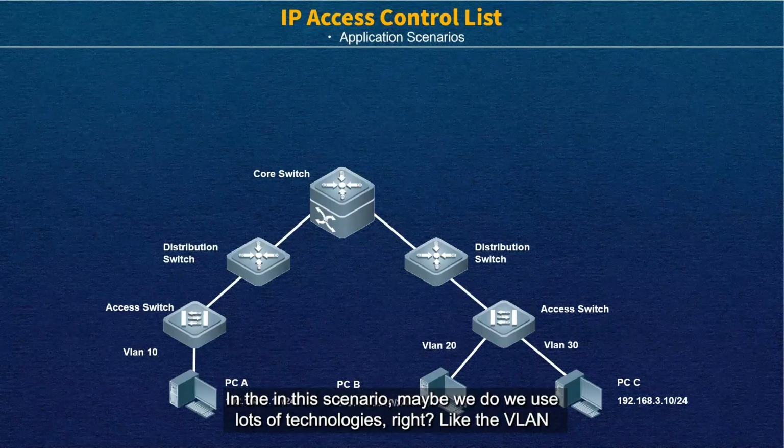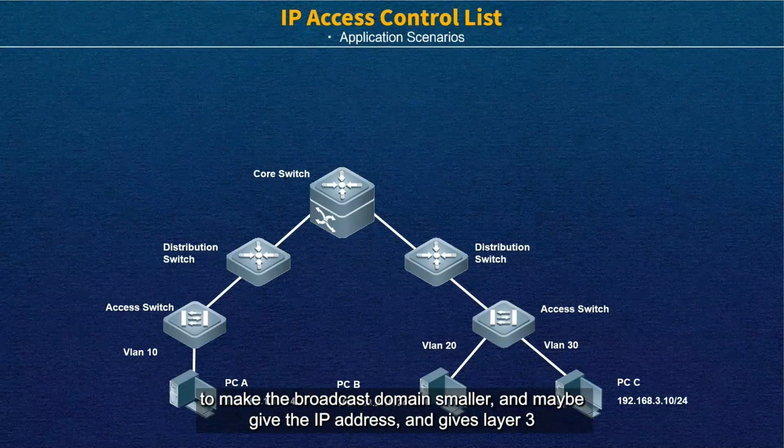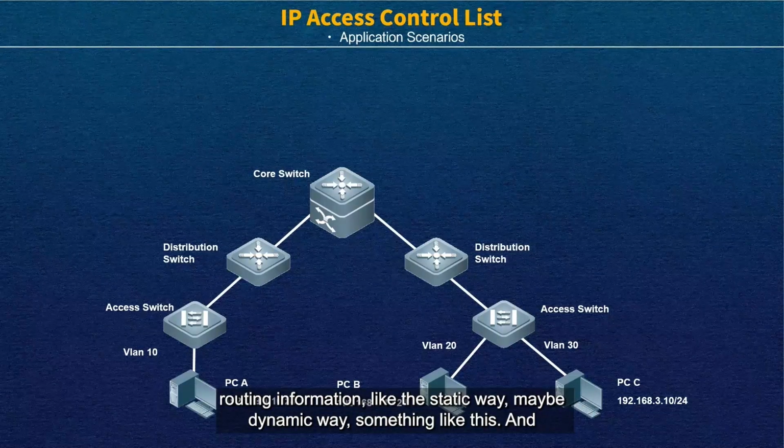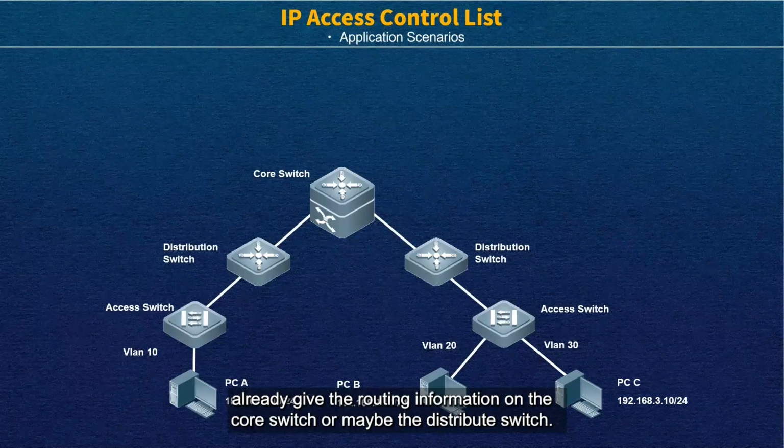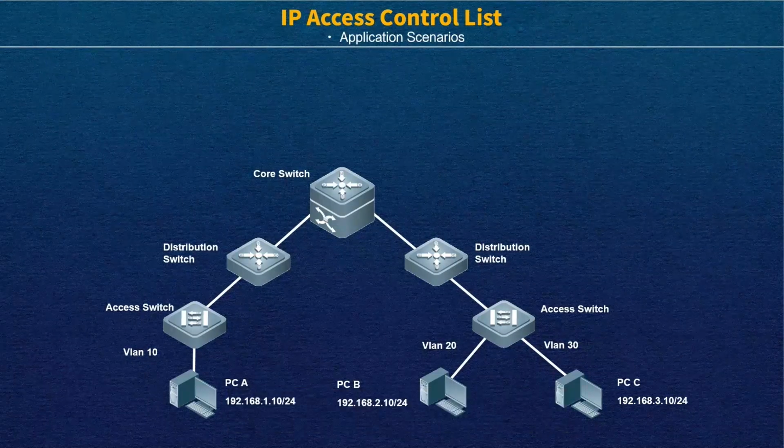And in this scenario, maybe we use lots of technologies, right? Like VLAN to make the broadcast domain smaller, and maybe give the IP address and give the layer 3 routing information like static routes, maybe some dynamic routing, something like this. And then after we use these technologies, all the terminals can communicate with each other because we already give the routing information on the core switch or maybe the distribution switch.